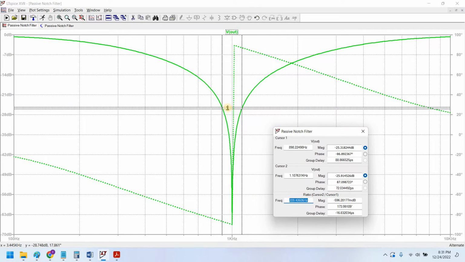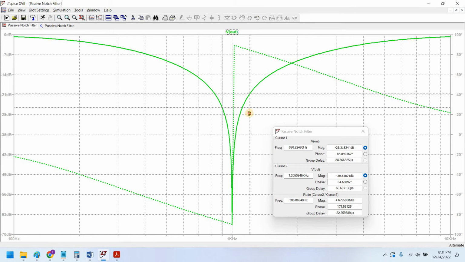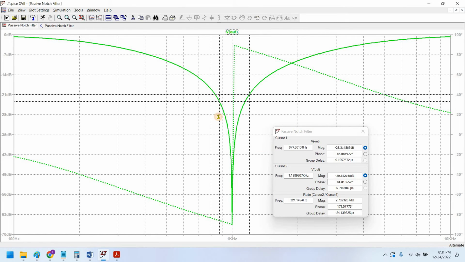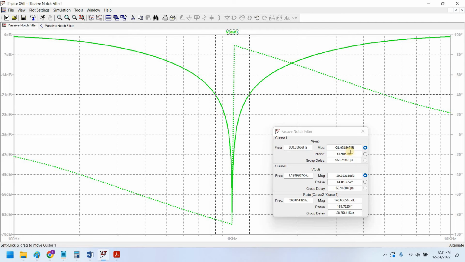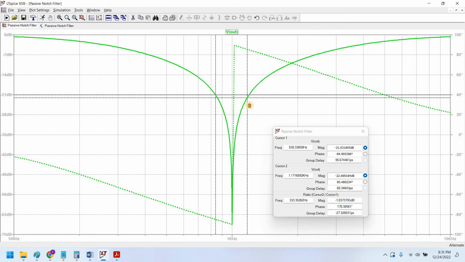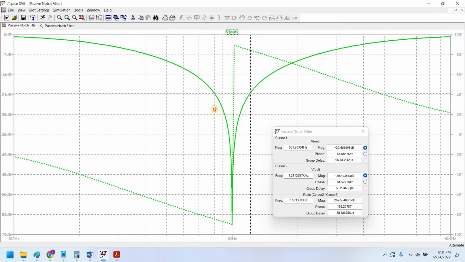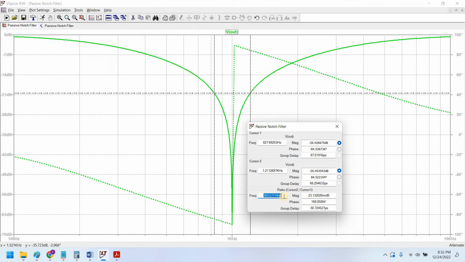So here it means that all the frequencies above this frequency have attenuation less than minus 25, and here it is minus 20 dB. As you can see, the attenuation is now at minus 20 dB. If we increase our attenuation to minus 20 dB, now as you can see, it is around minus 20 dB. But you see here our bandwidth increased around twice, from 200 hertz to 400 hertz.